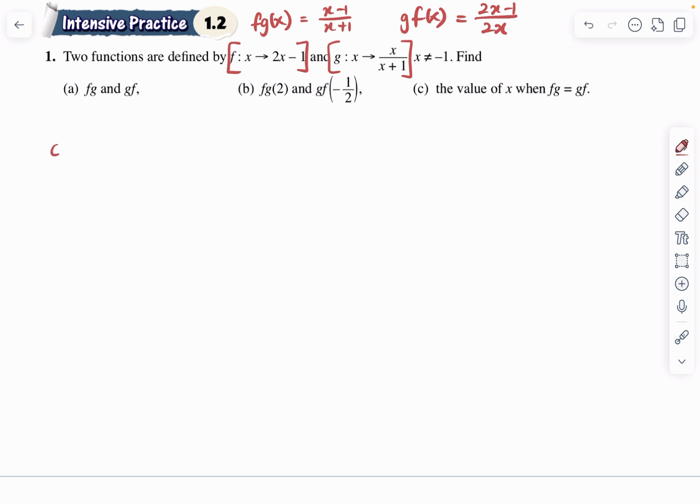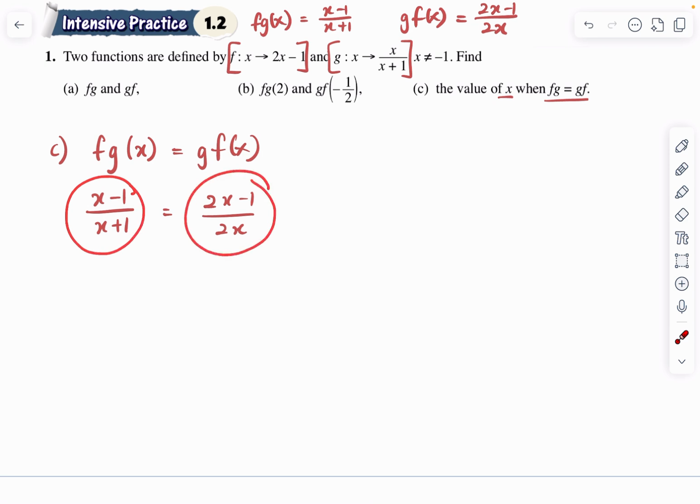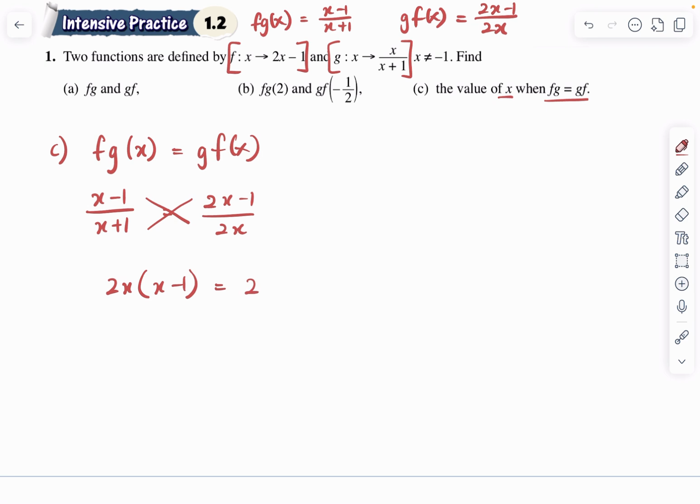Right, next let's look at C. The value of x when fg is gf. So fg(x) equals gf(x). So fg(x) is x minus 1 over x plus 1. And gf(x) is 2x minus 1 over 2x. So we have to solve this. Whenever you get a fraction equal to a fraction, you can just do it by cross multiplying. Okay, we just cross multiply, we'll get the answer. So 2x times x minus 1 equals 2x minus 1 times x plus 1.